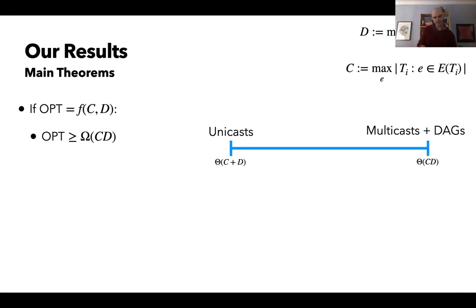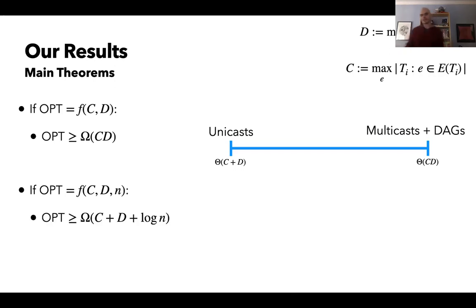But the next thing is, what if I allow the length of my optimal schedule to depend on n, the number of nodes in the network? Does this change the sorts of bounds that are possible? What we show is that in this case, you necessarily have to pick up an additive log n. And basically this is tight, so there always exist schedules that pick up an additive log squared n.